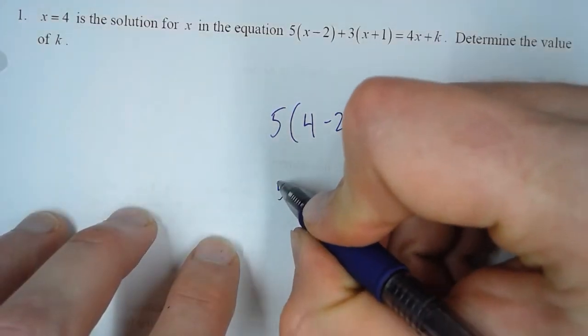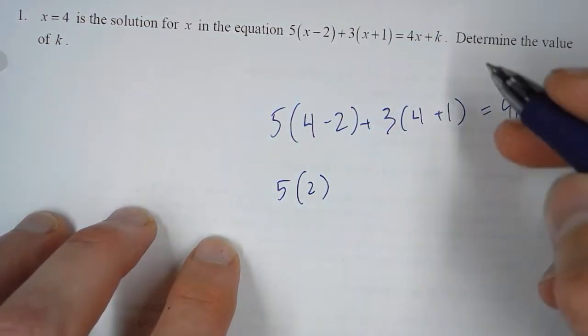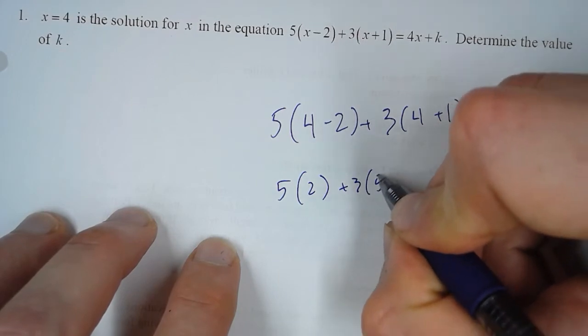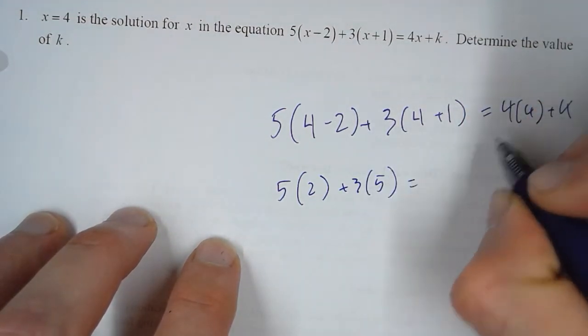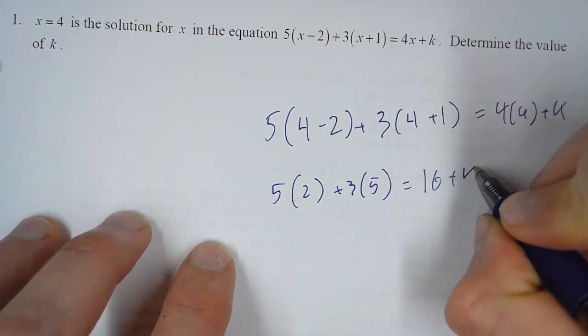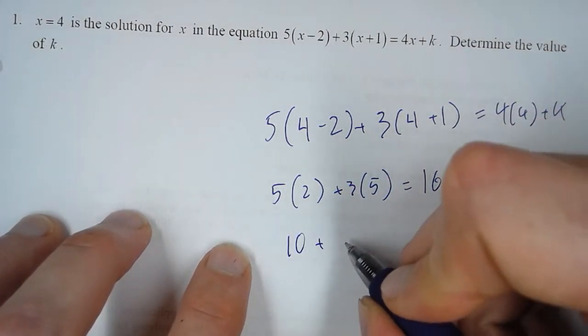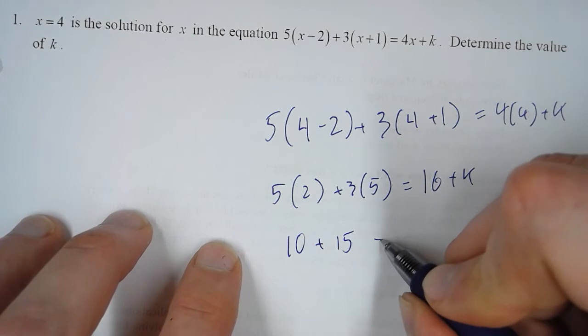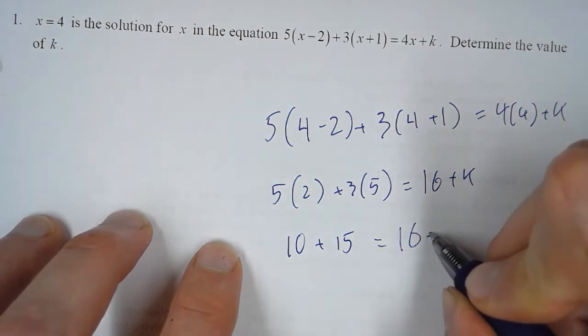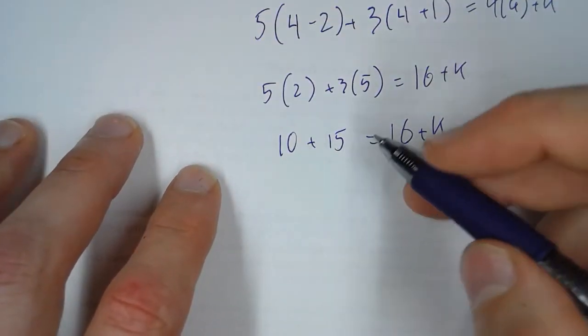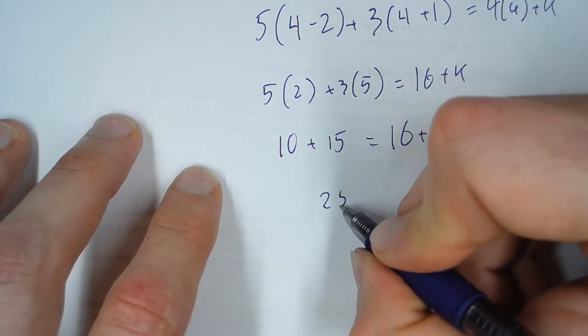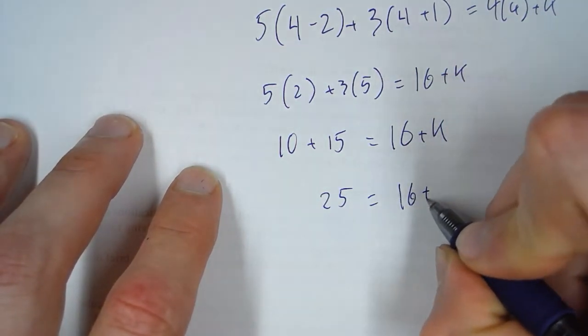4 minus 2 is 2. 4 plus 1 is 5. 4 times 4 is 16 plus k. Then we have 5 times 2 is 10. 5 times 3 is 15 equals 16 plus k. So then 10 plus 15 is 25 equals 16 plus k.